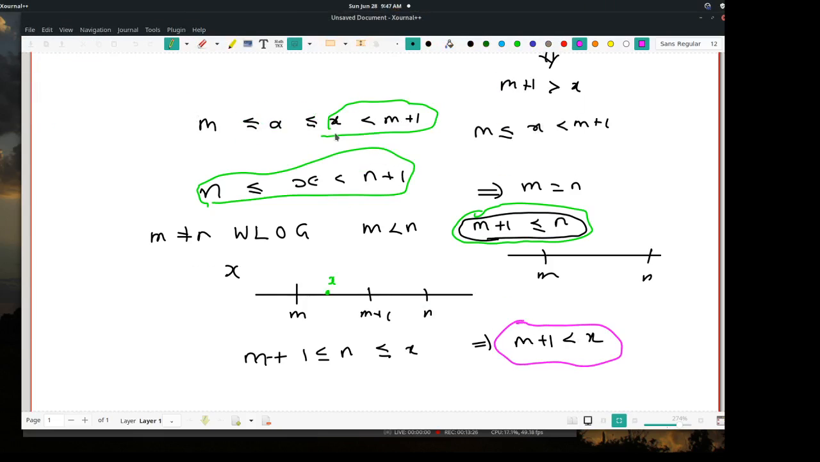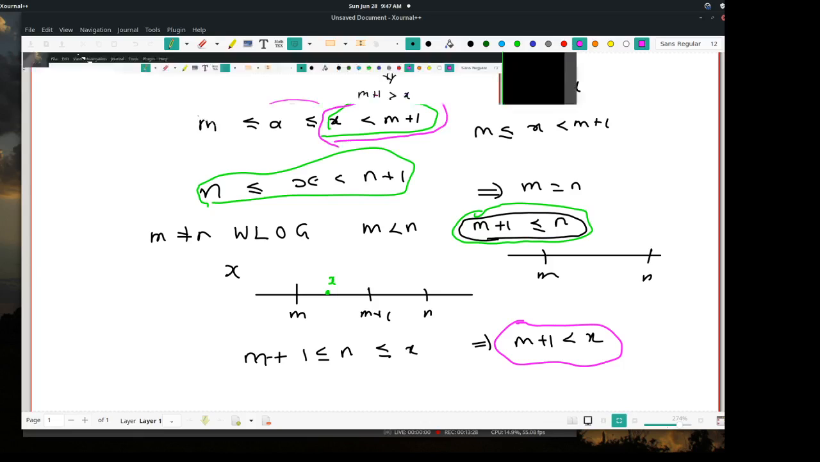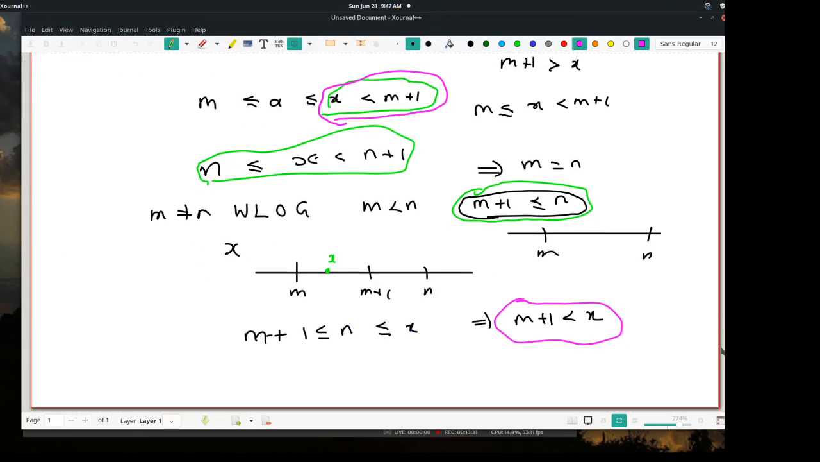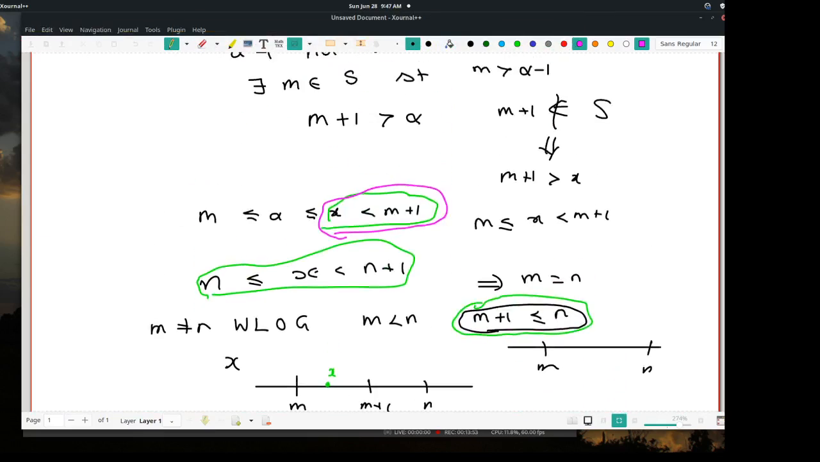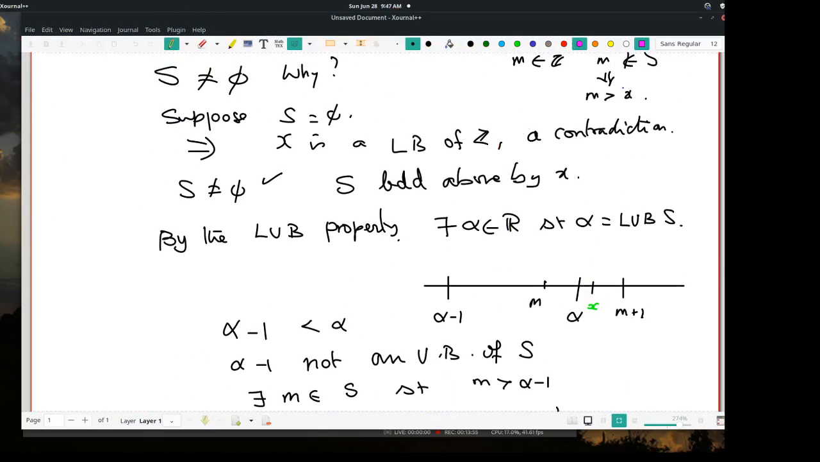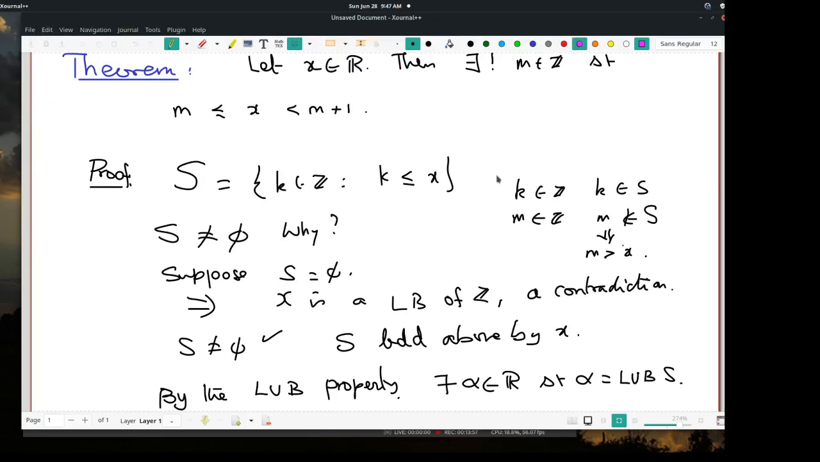Okay, now let's look at that. This is a contradiction. Whatever we saw geometrically, I am giving a rigorous proof because some teachers do not like the geometry kind of argument, but looking at this geometry only, I wrote down the proof. Is that okay? So what have I shown? We have shown there exists a unique integer M such that M is less than or equal to X and X is strictly less than M plus 1.